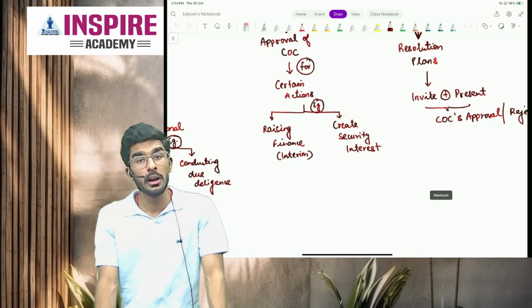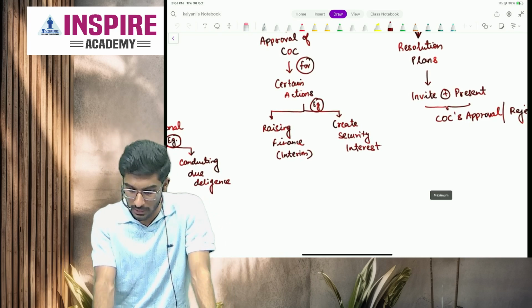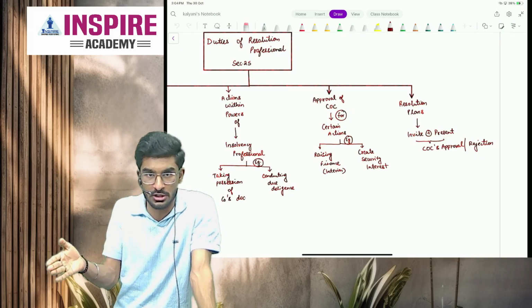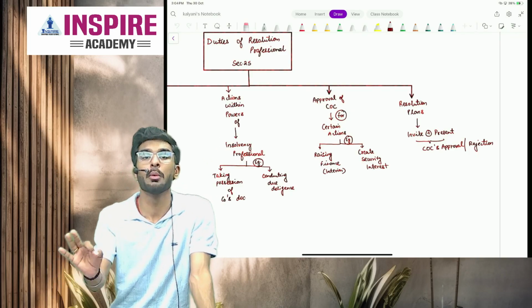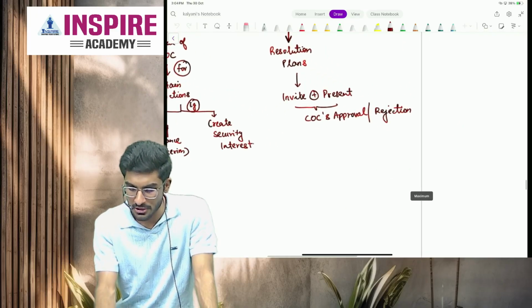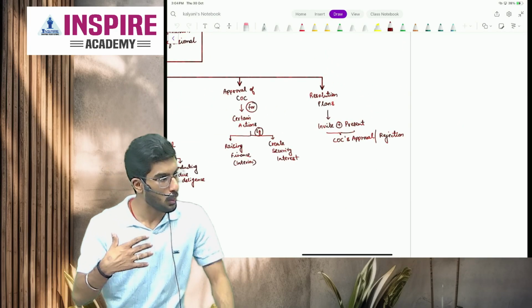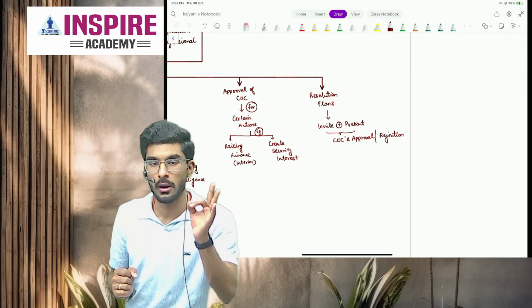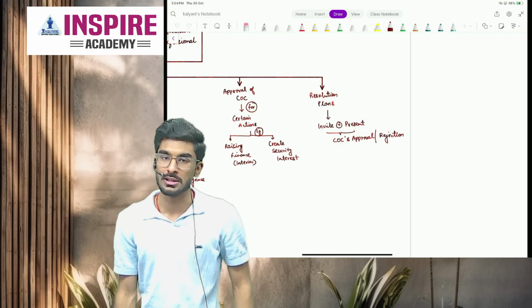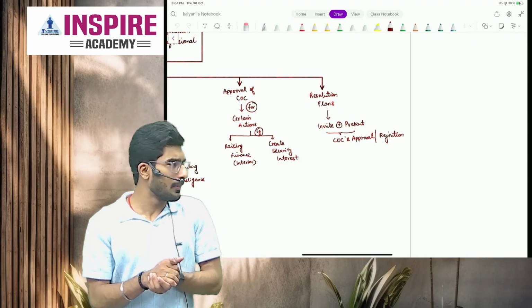Now, third is approval of the committee of creditors. Certain important decisions, you're going to understand what those decisions are, require prior approval of the committee of creditors. Okay. And the last is that the RP's job is to invite applications for resolution plans and then present them before the COC for approval. That's it, people. Very easy.